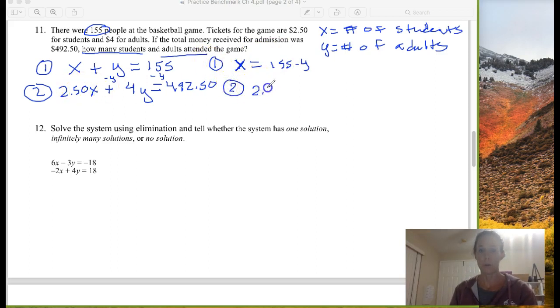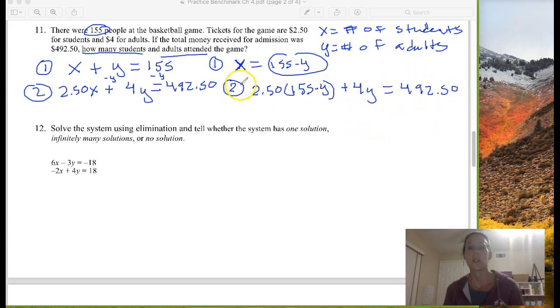So 2.50, and instead of X in equation 2, I'm going to plug in 155 minus Y. And then that's going to be plus 4Y, and then set that equal to 492.50. Now I need to solve for Y. So I'm going to multiply this through by 2.5.